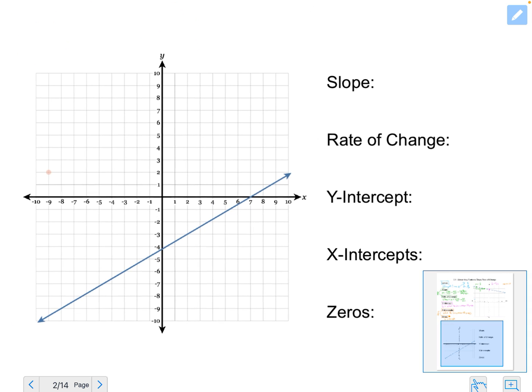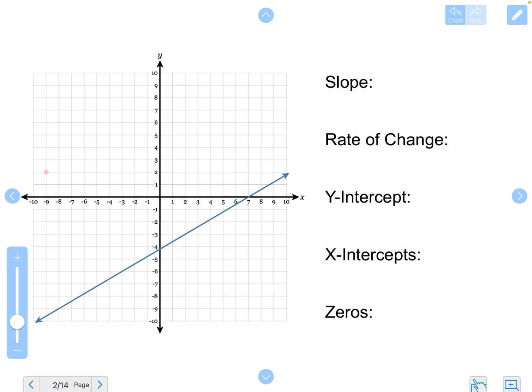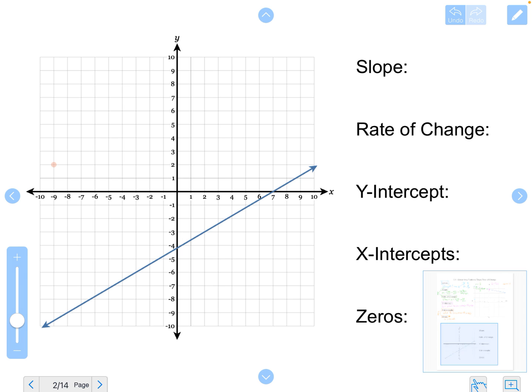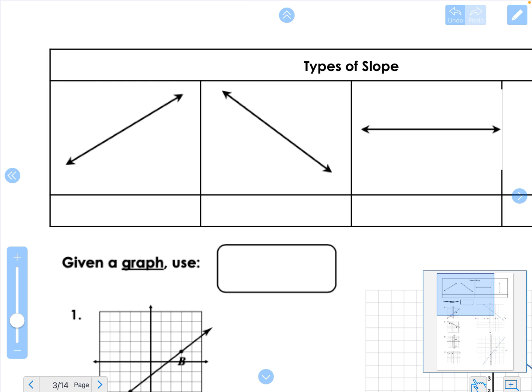So I want you to use what we just talked about, and I want you to find the slope, the rate of change, the y-intercept, the x-intercept, and the zeros for this graph here. Use the graph above and our definitions to find them. And then I want you to check your completed answers with the completed class notes.